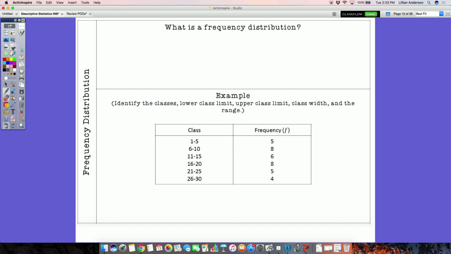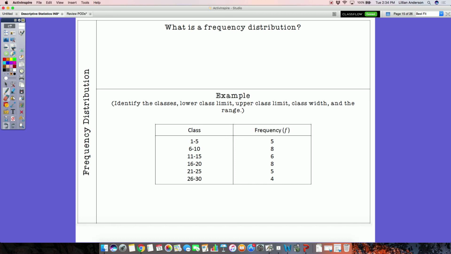Now, frequency distribution is also known as a grouped frequency table. So you may hear me refer to that. The question may ask you to complete the group frequency table. They're just talking about still a frequency distribution. And what you see on this example here is an example of a frequency distribution.